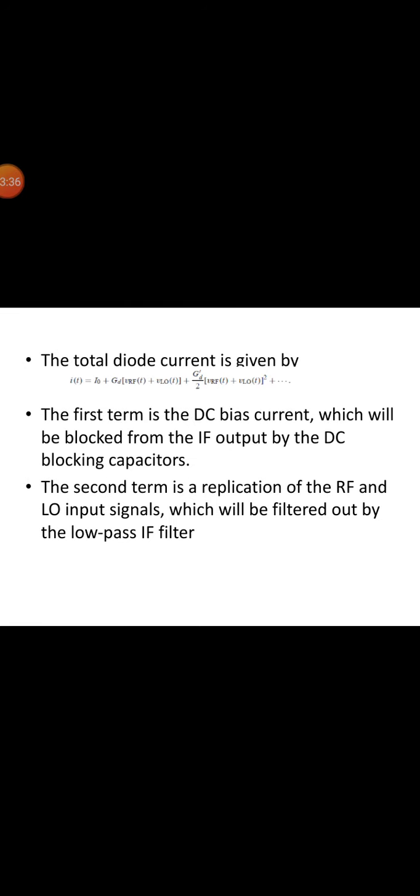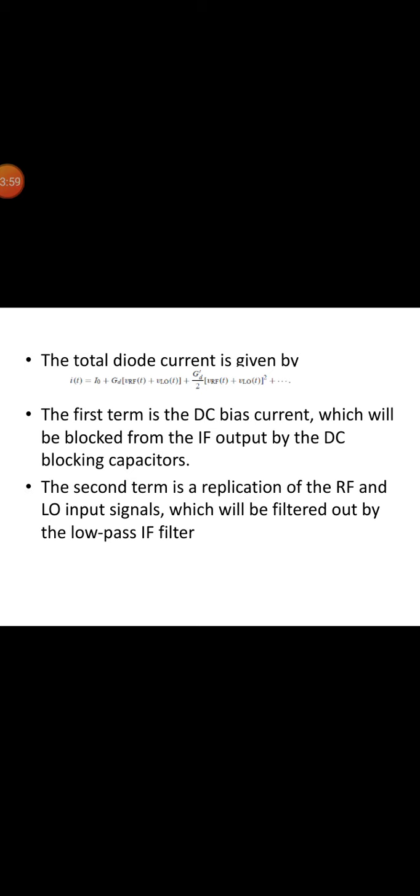The total diode current is given by the equation I of t as shown in this figure. This I of t can be written as I naught plus GD times VRF of t plus VLO of t, plus GD dash by 2 times VRF of t plus VLO of t the whole squared, and so on.